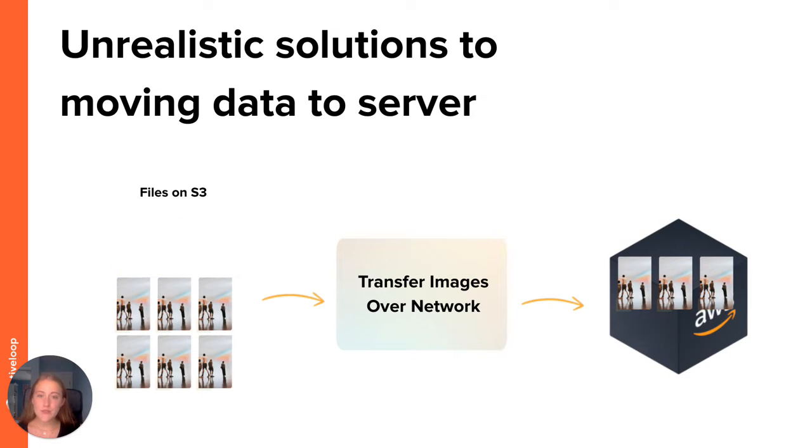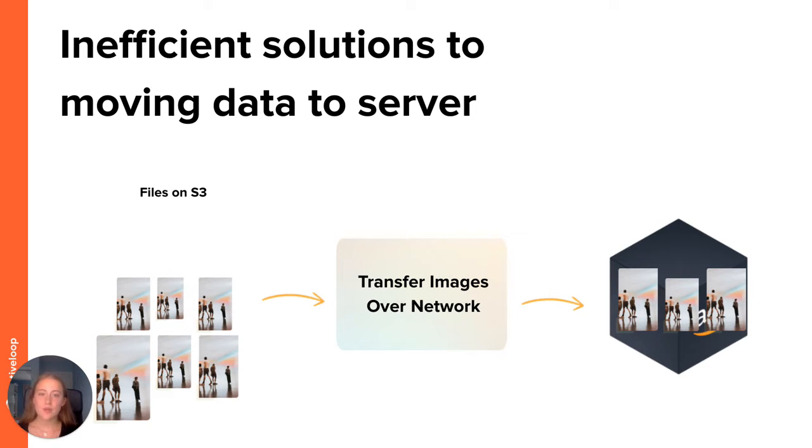Another way people transfer images from S3 to a server is by moving images in a batch manner. This comes with problems as well, as batches come in different shapes and sizes and images may be too large. And although this is more efficient than moving images one by one, it is not realistic as images and file sizes are not the same size.